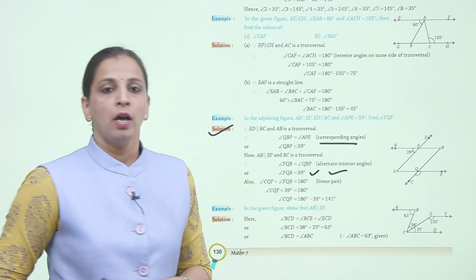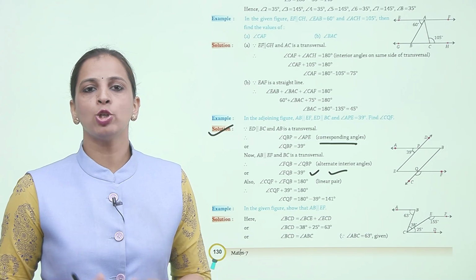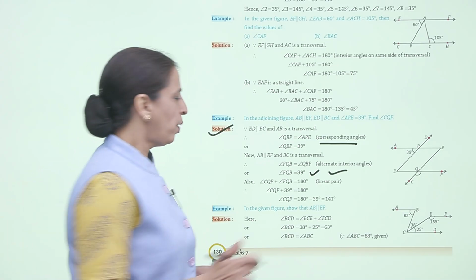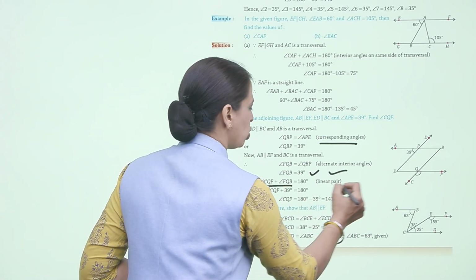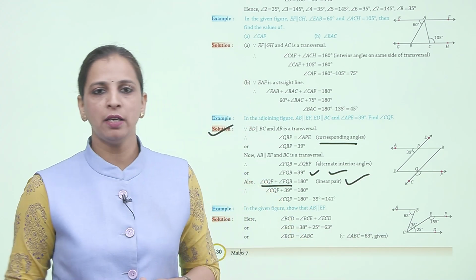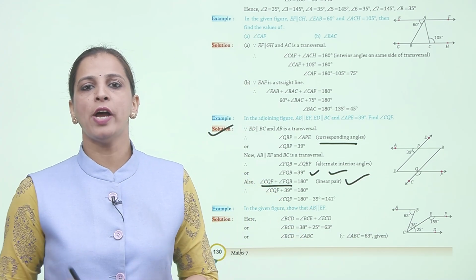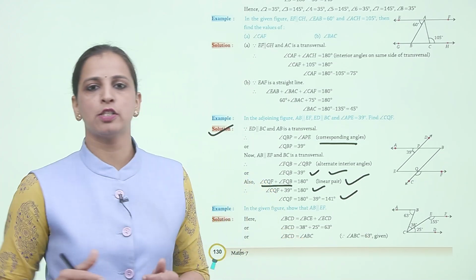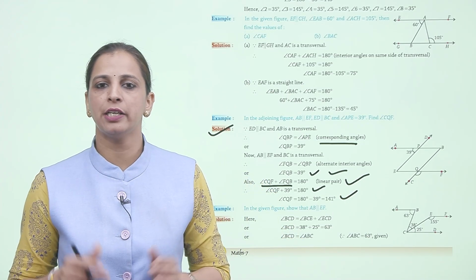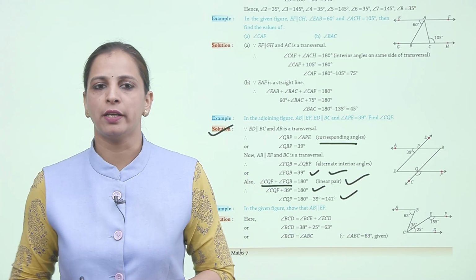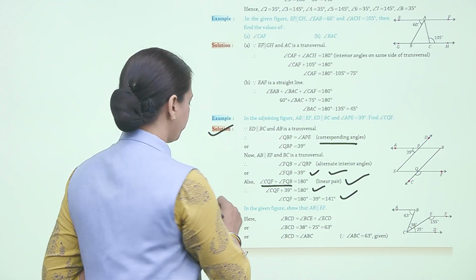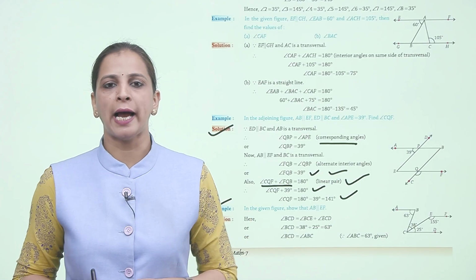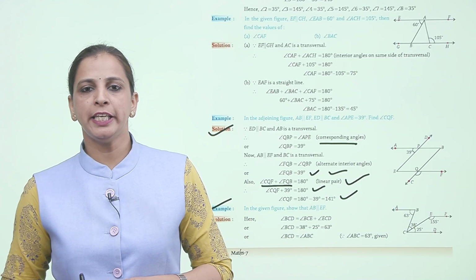Angle FQB is equal to 39 degrees. Also angle CQF plus angle FQB is equal to 180 degrees, linear pair. So angle CQF plus 39 degrees is equal to 180 degrees, and angle CQF is equal to 180 degrees minus 39 degrees, which is equal to 141 degrees. Now next example. In the given figure, show that AB is parallel to EF.